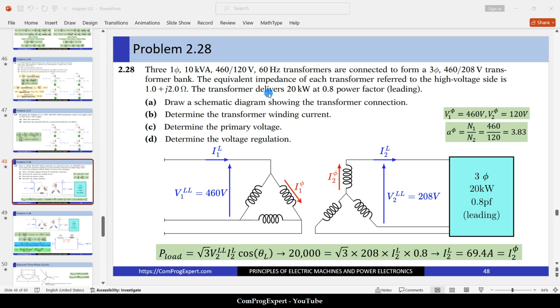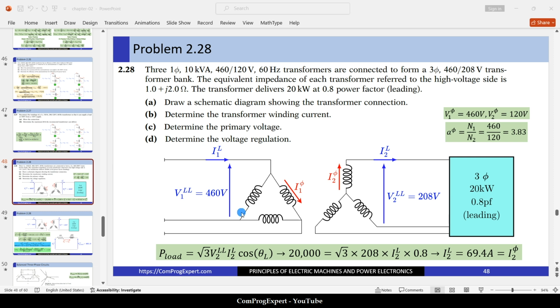The transformer delivers 20 kilowatts at 0.8 power factor leading. Here we have this three-phase load. The value of the active power is 20 kilowatts. A, draw a schematic diagram showing the transformer connection. B, determine the transformer winding current. C, determine the primary voltage, and finally determine the voltage regulation.